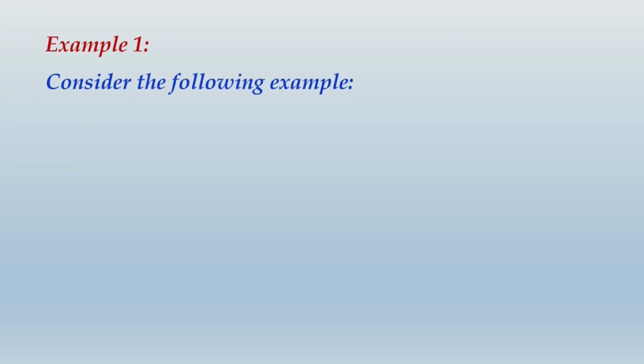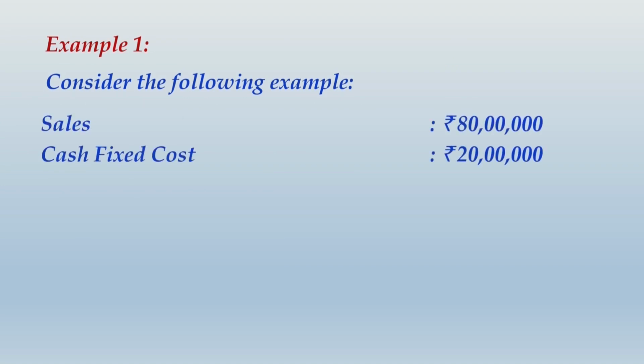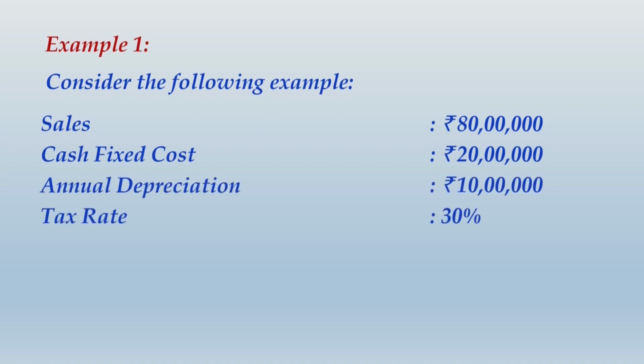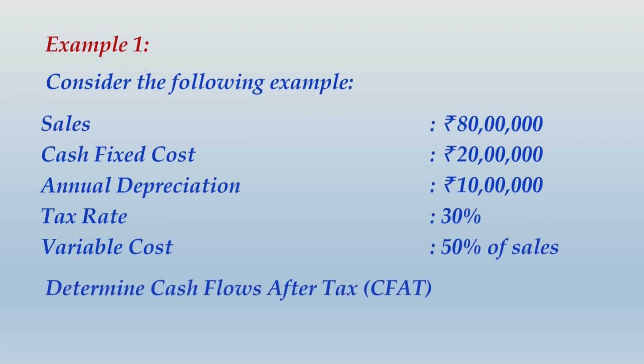Let us go ahead and now take up some examples, beginning with example number 1. It says, consider the following example: sales rupees 80 lakhs, cash fixed cost rupees 20 lakhs, annual depreciation 10 lakhs, tax rate 30%, and variable cost is informed as 50% of sales. Determine cash flows after tax, CFAT.